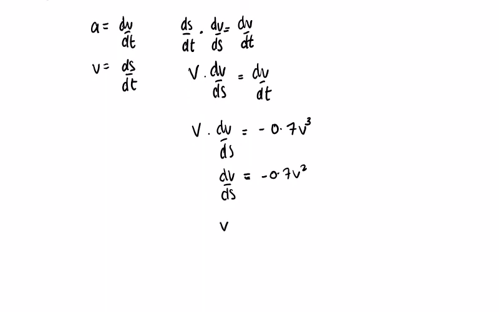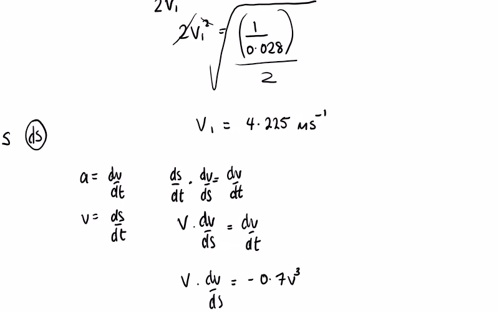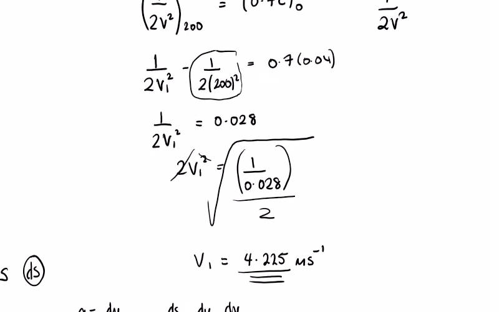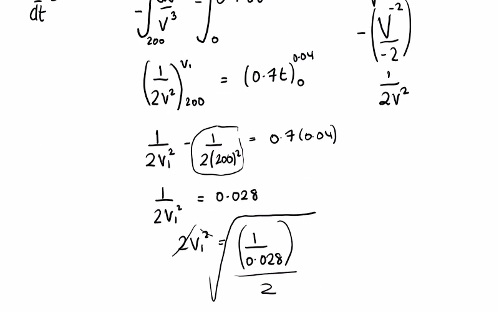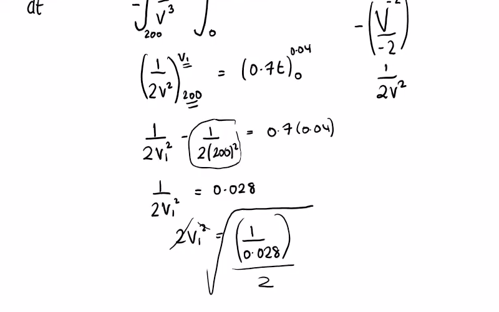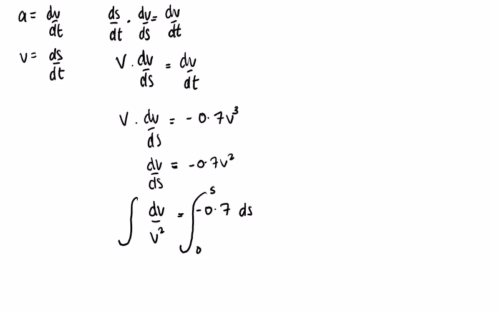So now I want my s on its own. So I'm going to have dv over v squared is equal to minus 0.7 ds. And if we integrate these between s and 0. And what answer did we get for part 1? This 4.225 was my v1. So you can see that's going to be on top and my 200 on the bottom. So between initially 200 down to 4.22.